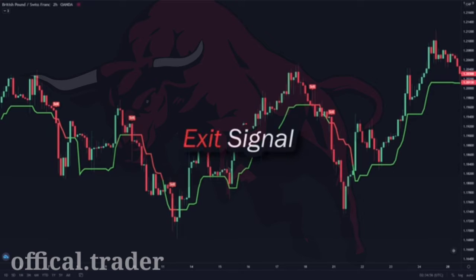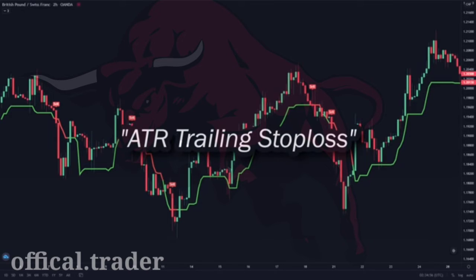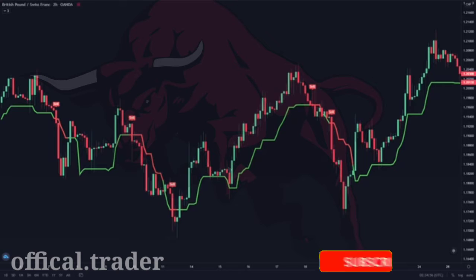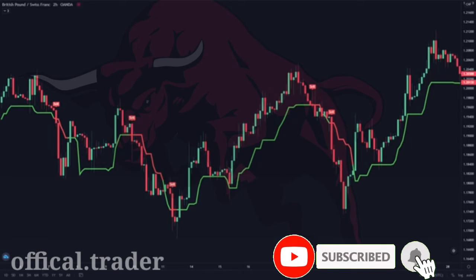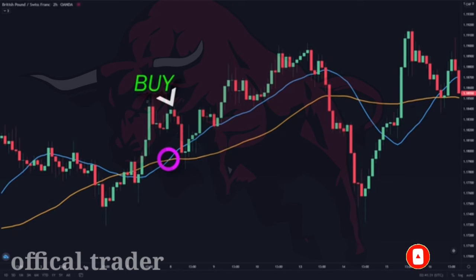And for your exit signal, you can use an exit indicator like the ATR Trailing Stoploss to exit your trades. This will give a much better exit compared to if you waited for the moving average to cross over again. For example, let's say you took a buy position here.